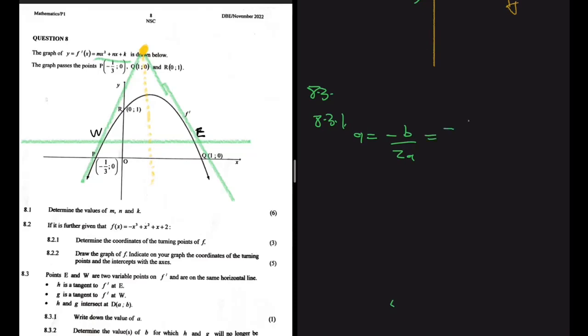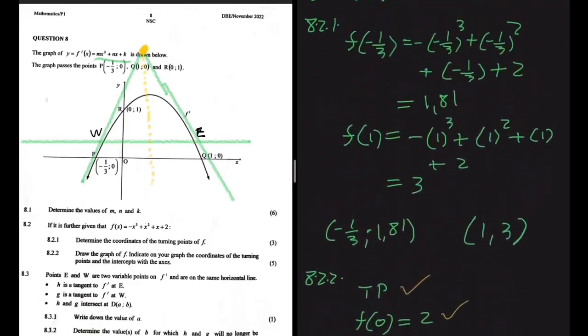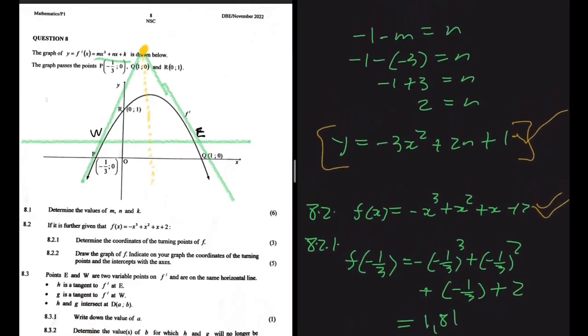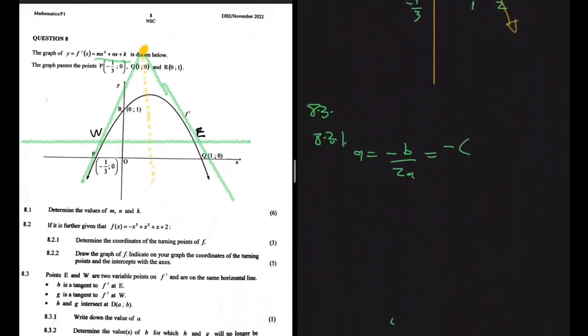So we're going to have minus, we have the equation of that graph there, right? We just determined it above. So here it is. So b is 2 and a is minus 3. So here we're going to have 2 divided by 2 multiplied by minus 3. So that will be 2 divided by 6, which is equal to 1 divided by 3. So the value of a is 1 divided by 3.